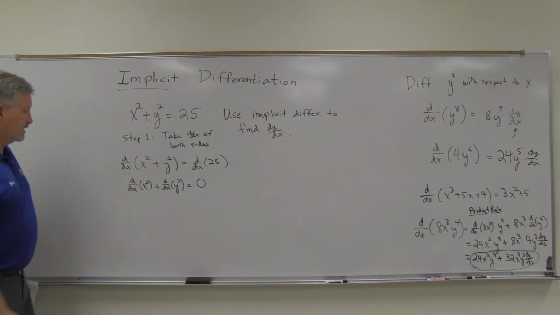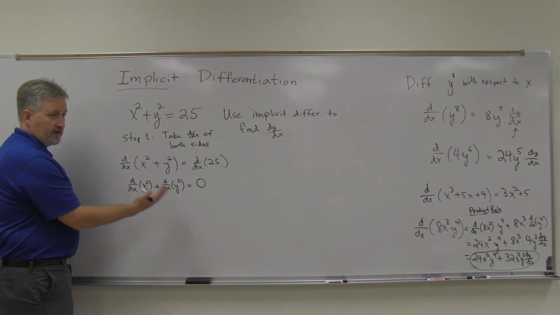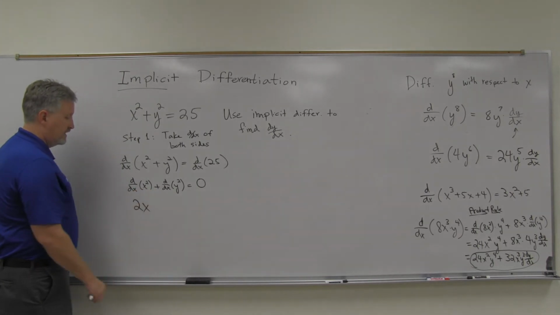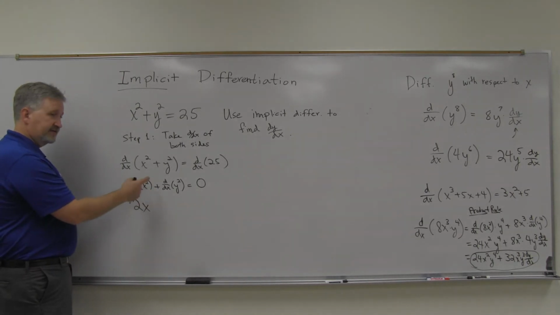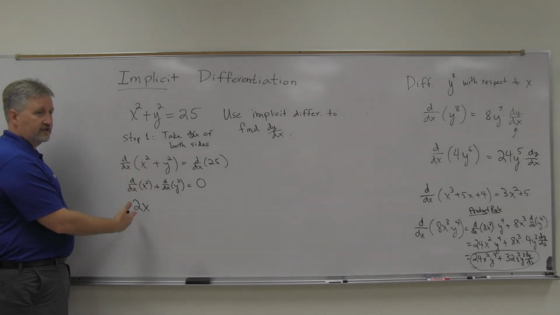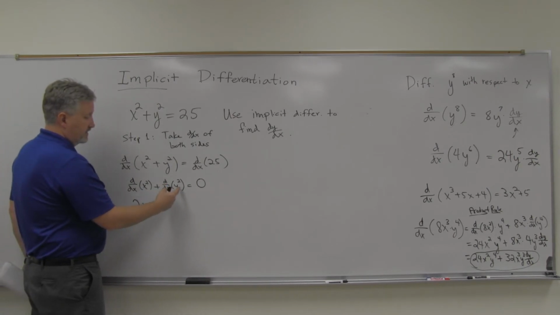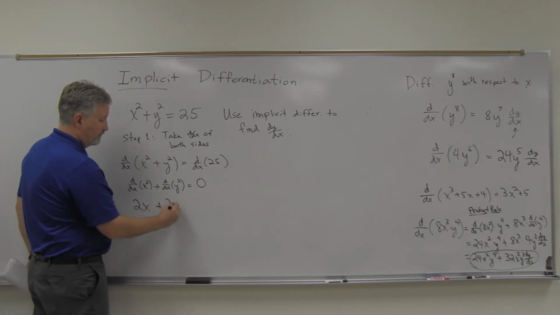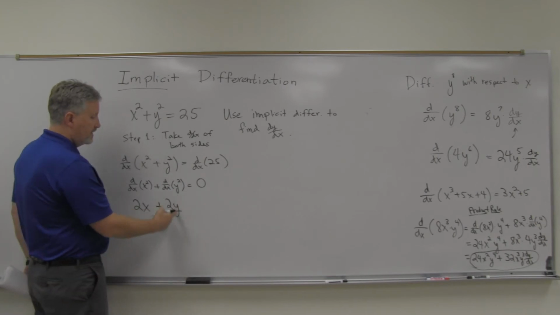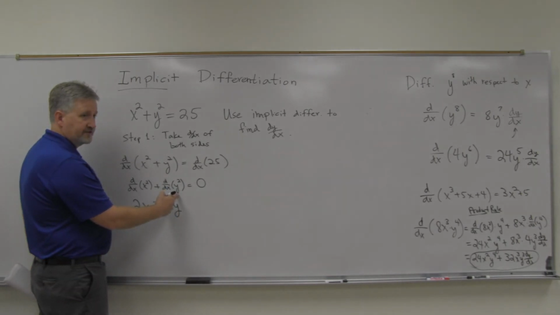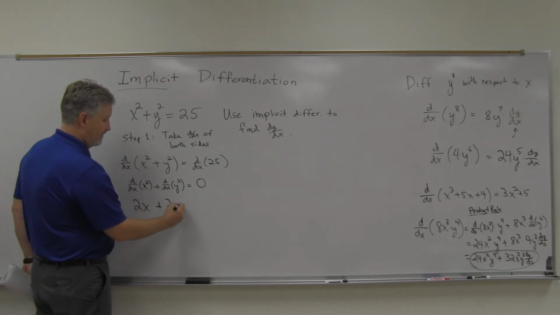But what about these two? Well, the derivative with respect to x of x squared is just 2x. And since I'm doing with respect to x, and it's just an x expression, I don't need the dy over dx there. It's just straight up derivative, power rule. Over here, on the other hand, the derivative with respect to x of y squared is 2y. But I'm doing the derivative with respect to x of the y expression, so I need the dy over dx on that.